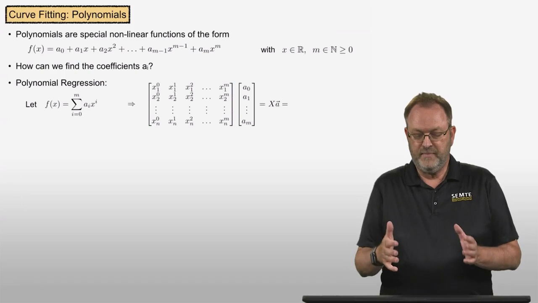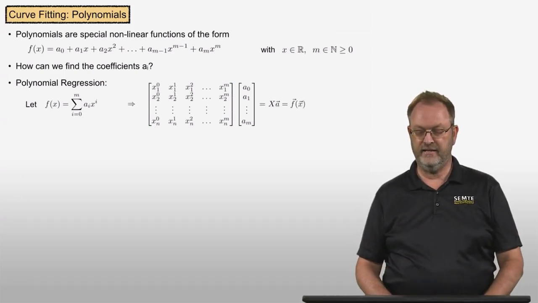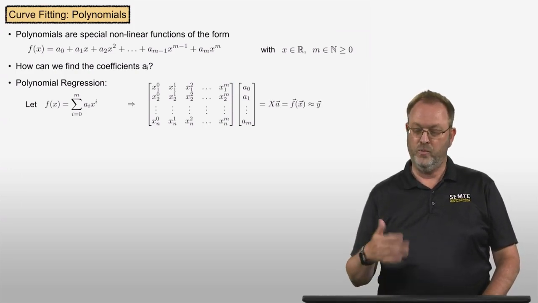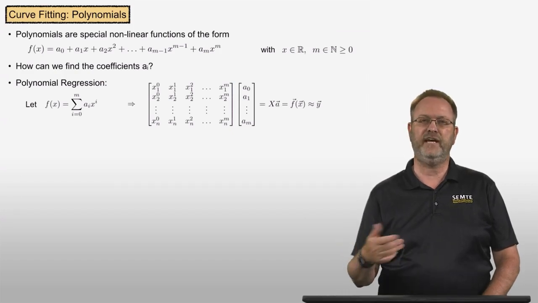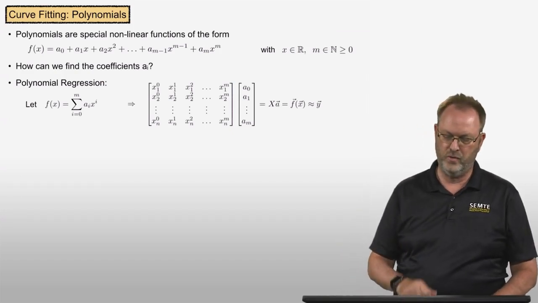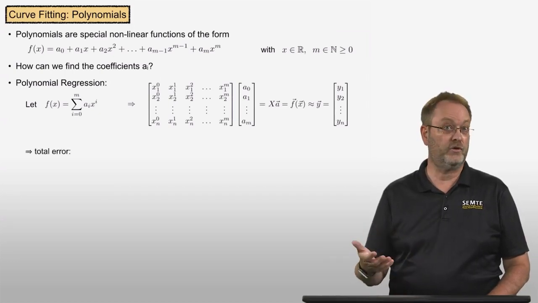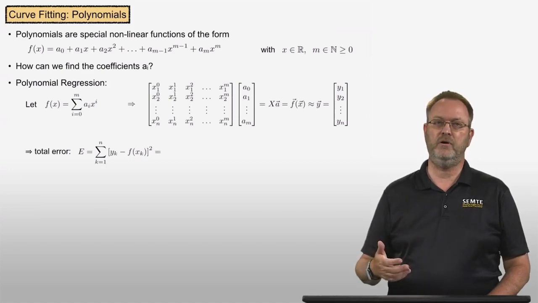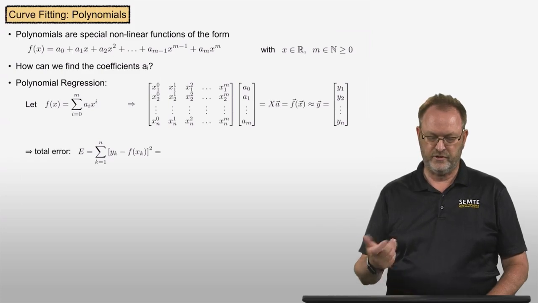And this matrix X times the vector a is then equal to f of x, which is supposed to be as close as possible to the vector of measurement values y. Okay, so now let's define the total error, as we did before, as the sum of the squares of the residual values. So that's what's written here, right?